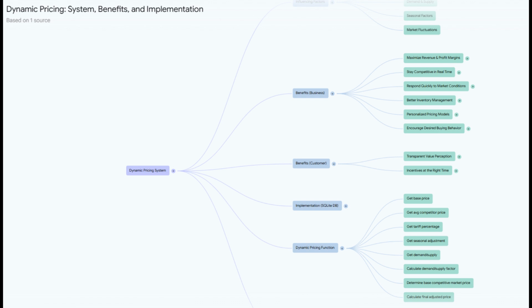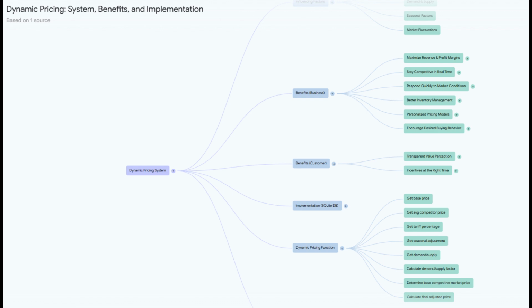Makes sense. Now, the document shows an example using the brake pad data we talked about earlier. Can you walk us through that? Sure. So let's say it's April 2025. We give the function the product ID 1, which is brake pad, and the current month, which is April. So it grabs the base price, $100. The average competitor price is $96. The tariff is 5%. The seasonal adjustment factor for April is 0.95. And the demand supply factor we calculated earlier is 1.08.